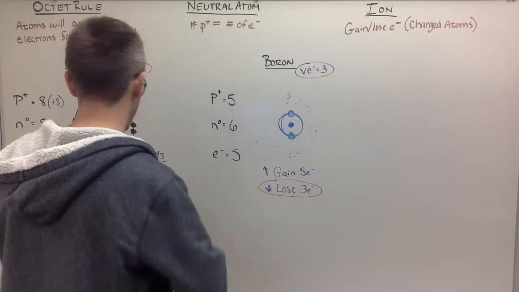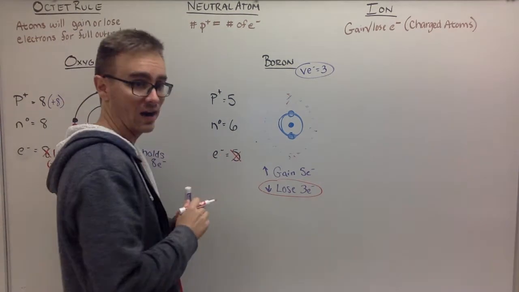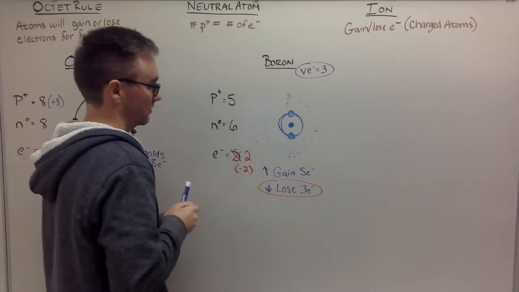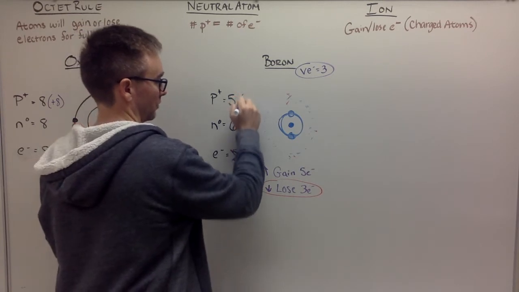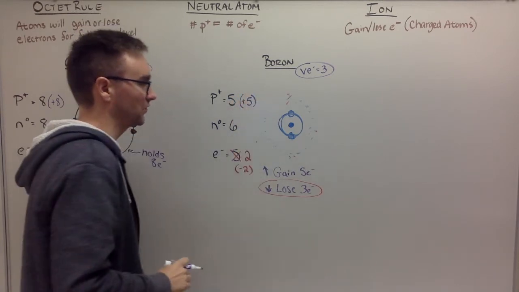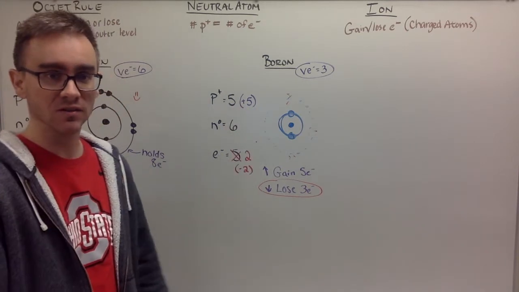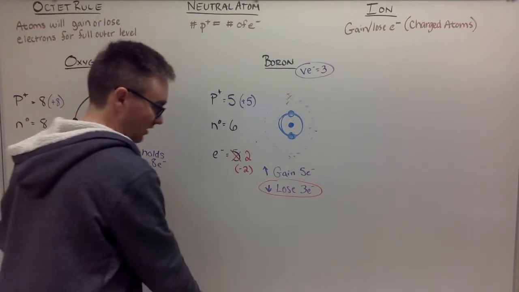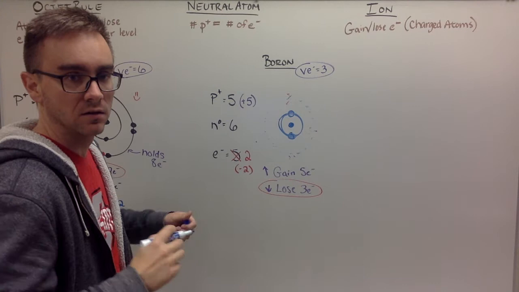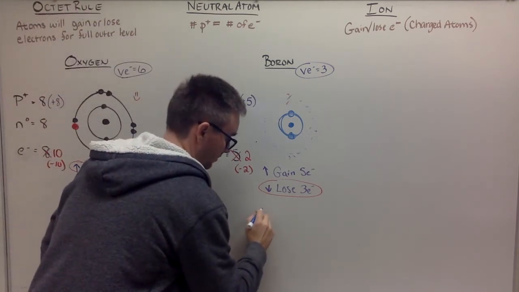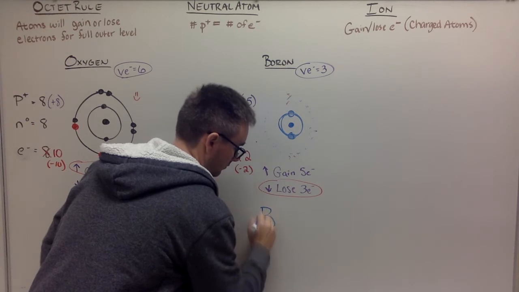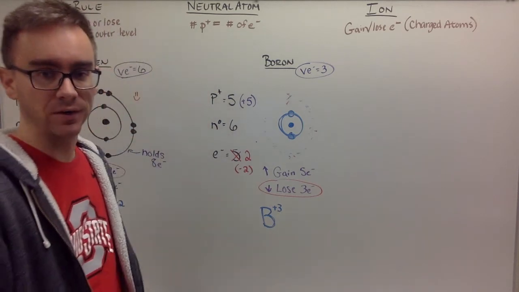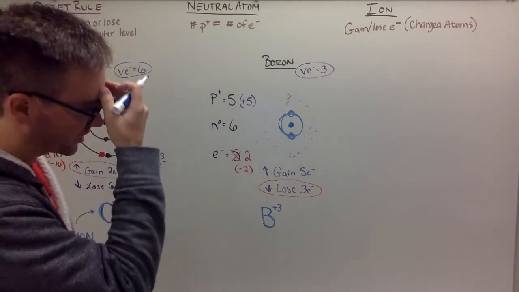But now let's look at the charges here. Because I took away 3 electrons, I'm down to 2 negative electrons. And I still have protons, which are positive. Protons are positive 5, each proton's positive 1. So a positive 5 and a negative 2 together makes a positive 3. So now I have a boron, B for boron, positive 3. Again, this is tricky.